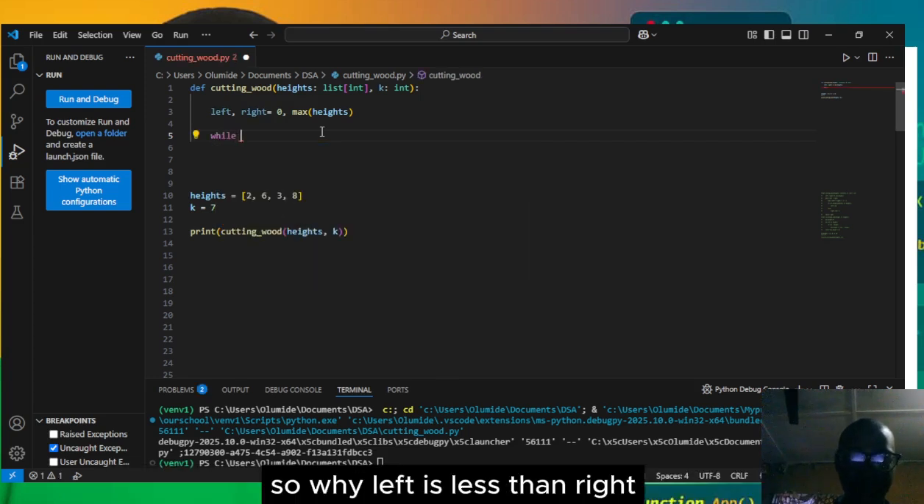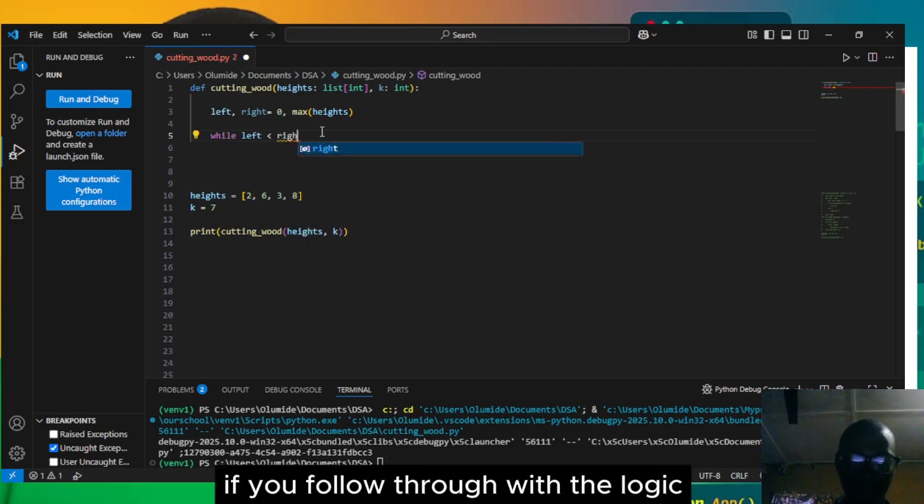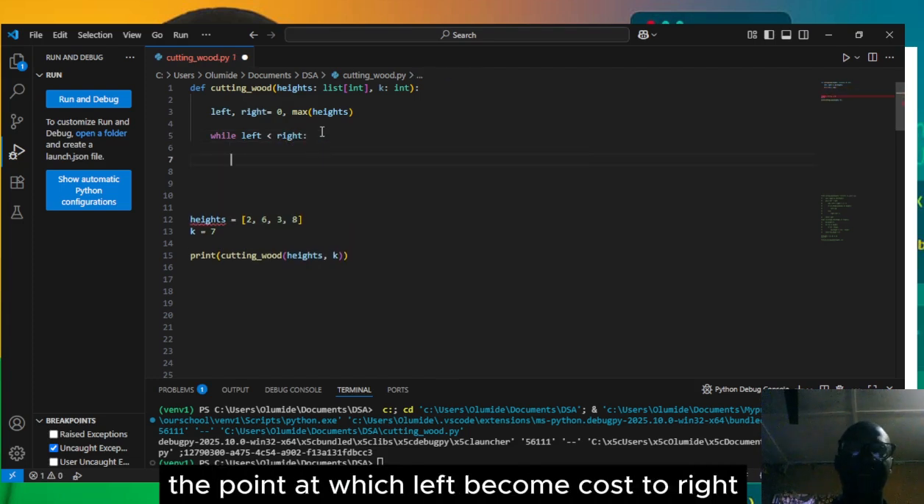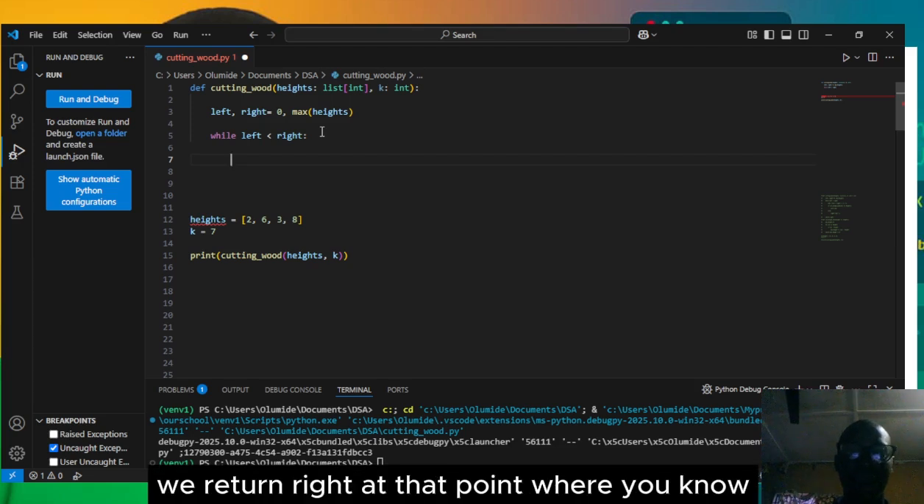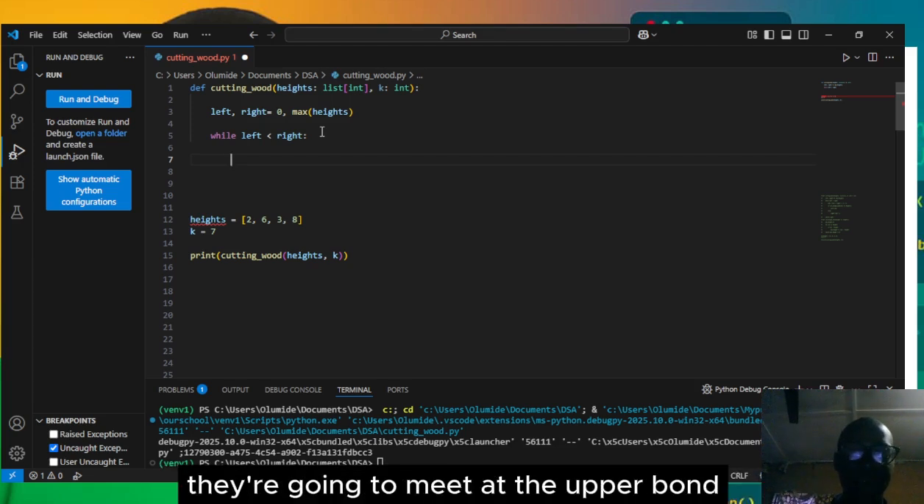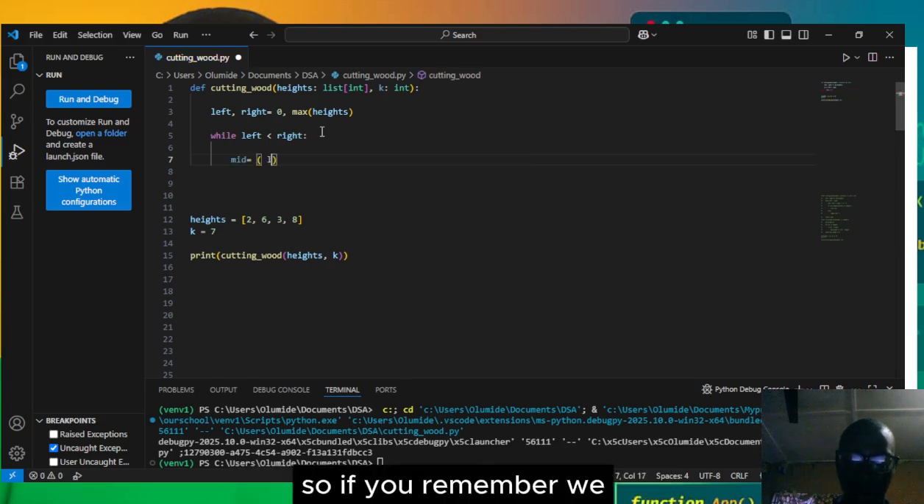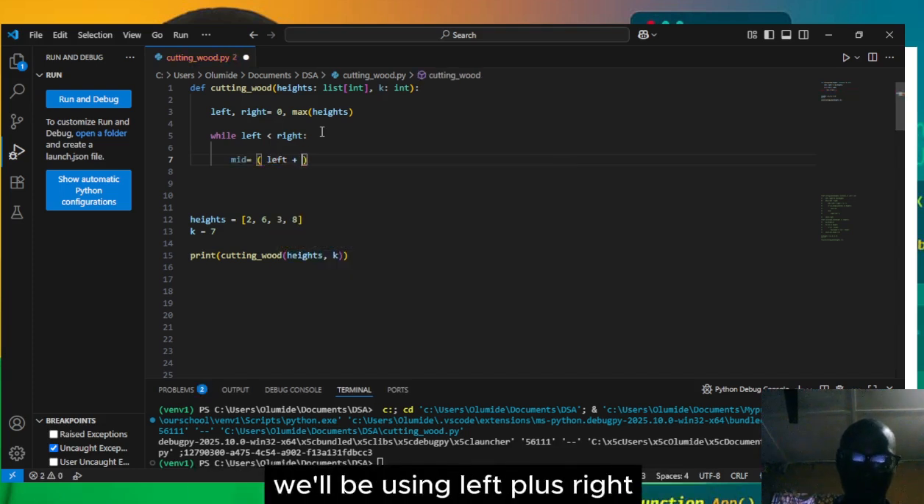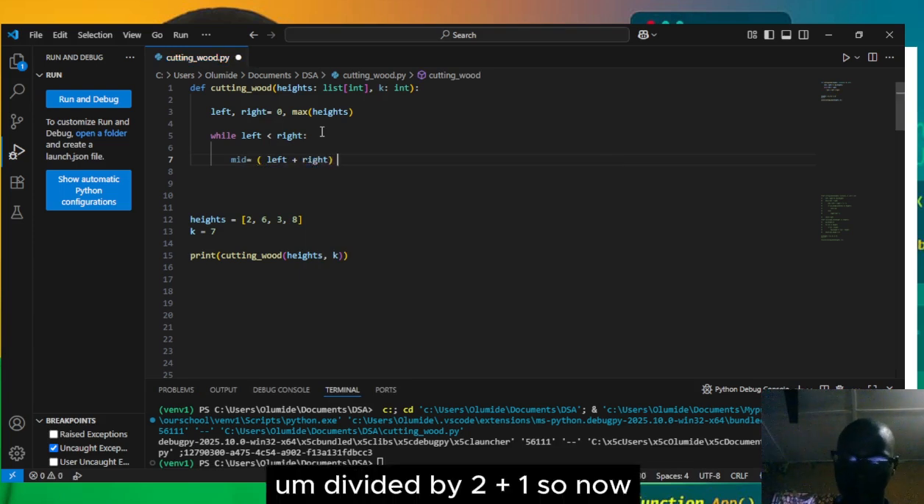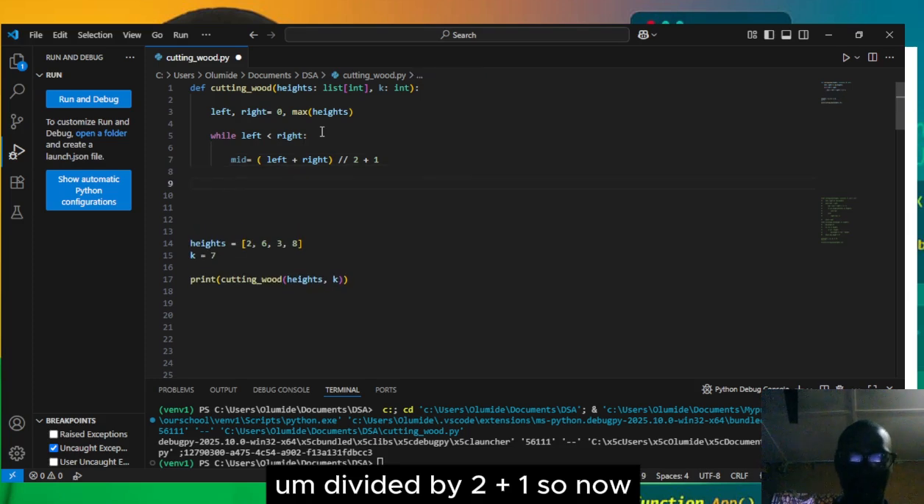So while left is less than right, because don't forget, if you follow through with the logic, the point at which left becomes equal to right, we will return right at that point. They are going to meet at the upper bound where that evaluates true. So while left is less than right, we want to find our mid position. Because we are finding the upper bound, we'll be using left plus right divided by 2 plus 1.